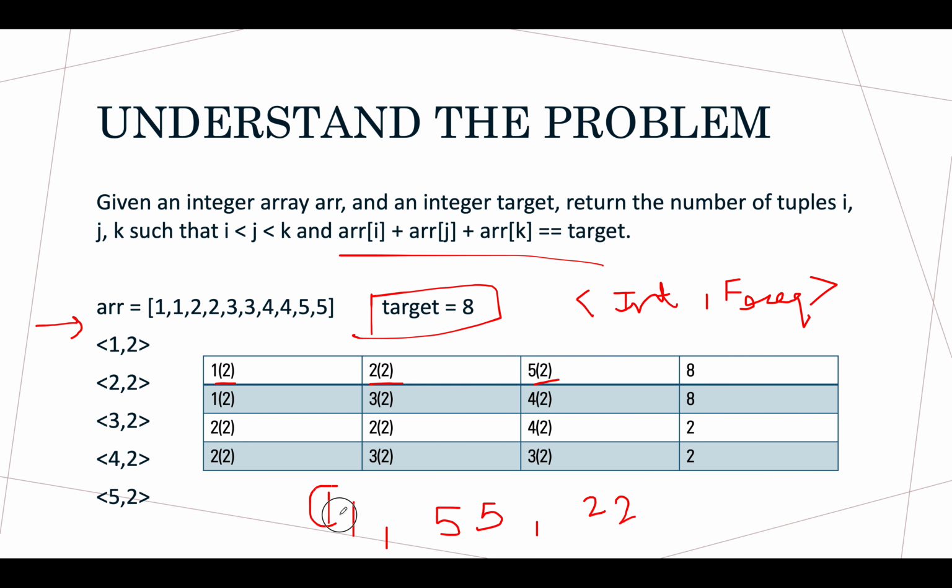So you can pick this one or this one. In how many ways can you select one out of these two? 2c1, which is 2. And how many ways can you select one 5 out of these two? 2c1 again, because the frequency of 5 is 2. And how many ways can you select one 2 out of these two twos? Again 2c1. So the total possibility becomes 2c1 into 2c1 into 2c1. That gives us 8.